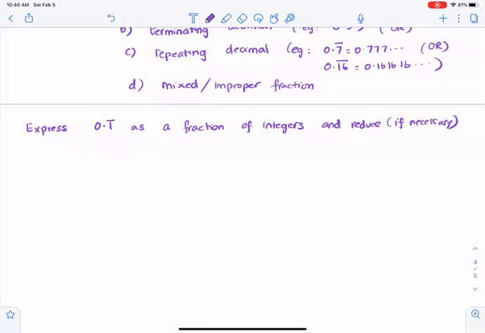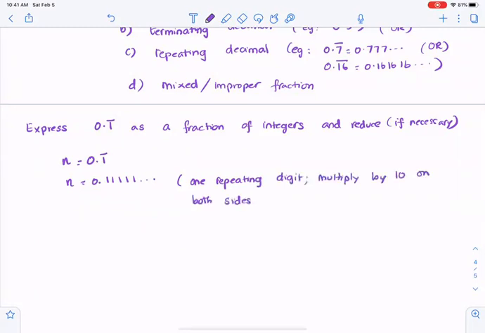So we start with 0.1 bar. I'll call that n. That would mean 0.11111 keeps on going. Since it is a single repeating digit, I am going to multiply both sides by 10. So 10n is 10 multiplied by 0.111 and so on.